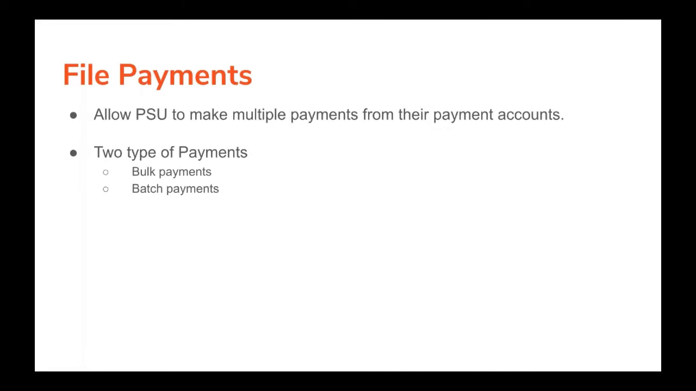And then we have batch payments. That is a group of payments to be paid to multiple credit accounts from multiple debit accounts. The difference is that in batch payments, we can have instructions to pay from multiple debit accounts to multiple credit accounts. And also this may involve different payment execution dates, currencies, and payment schemes.